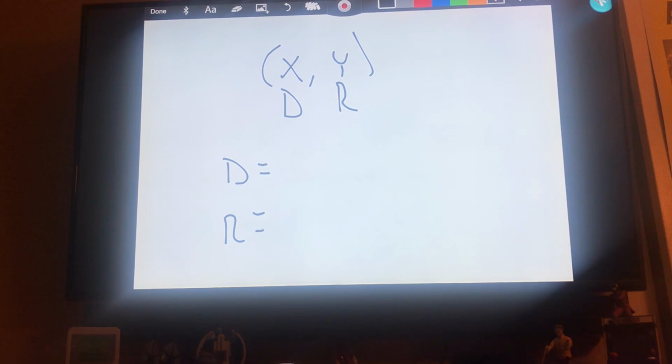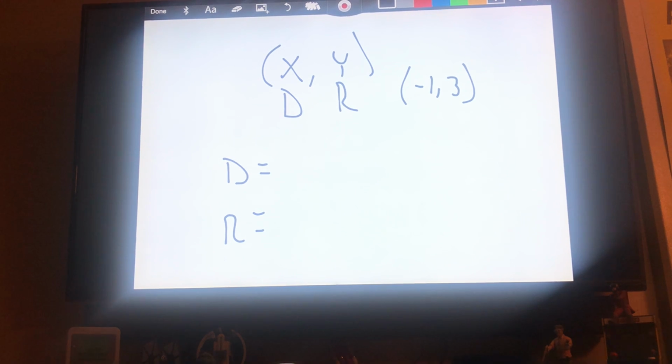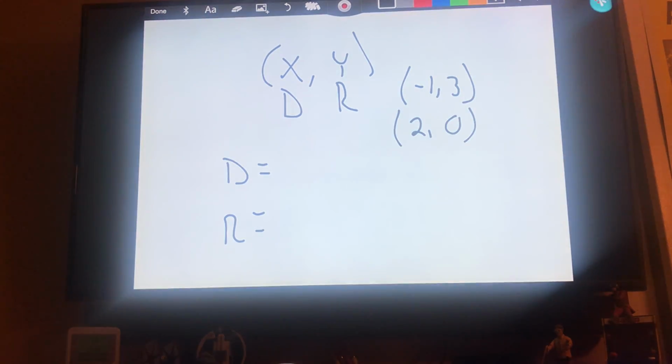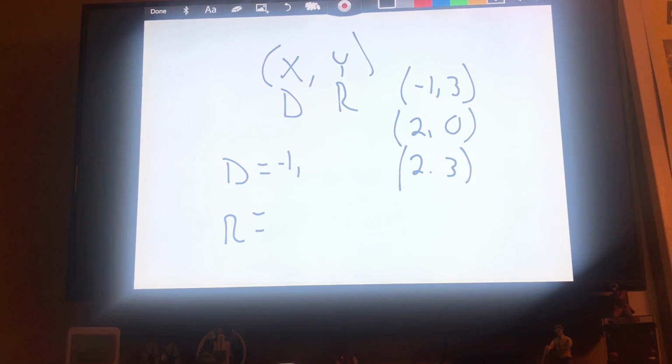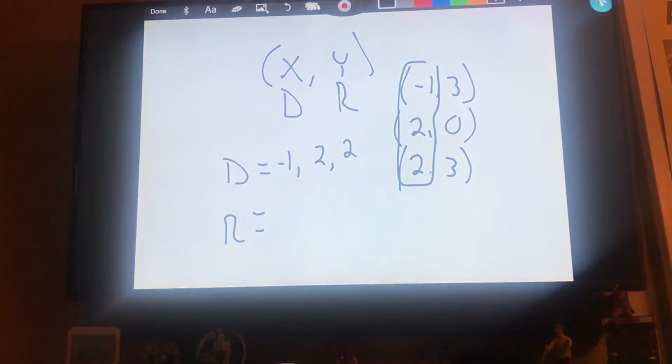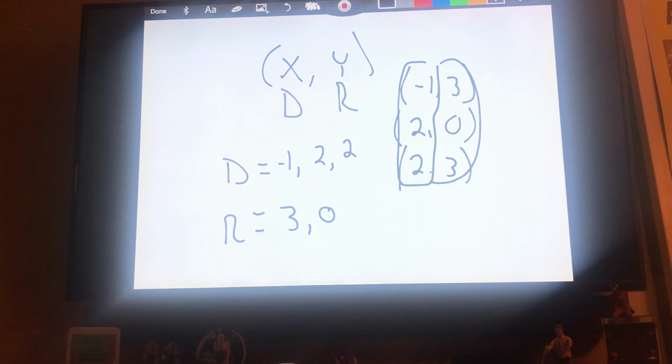So when we're looking at ordered pairs here, we got negative 1, 3, if you look at your book. I'm not going to write every one of them. 2, 0, and I'll do 2, 3. Alright, so that means the domain is negative 1, 2, and 2. So that means I took everything from this column. That means the other column has to be my range. So it'll be 3, 0. Was that 1, 2, 3?